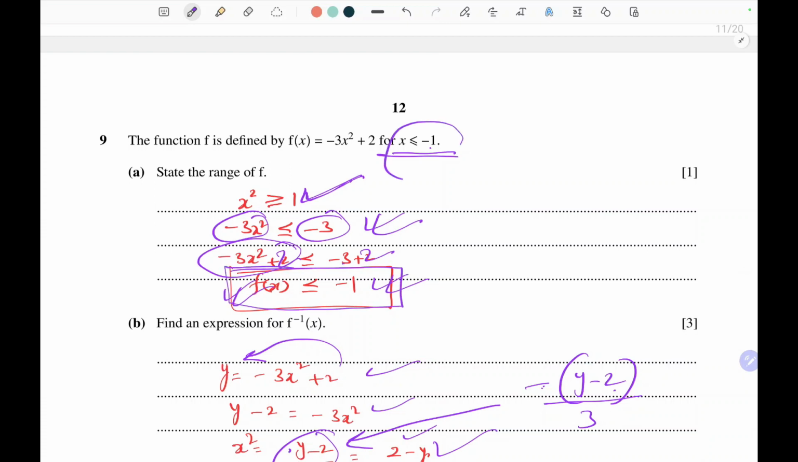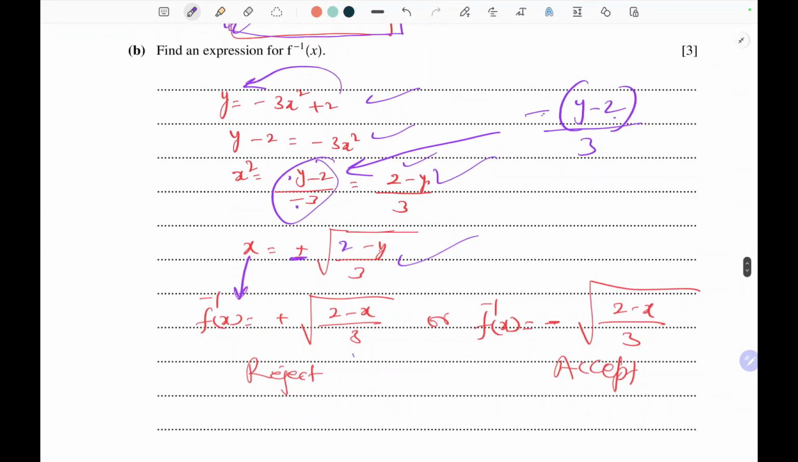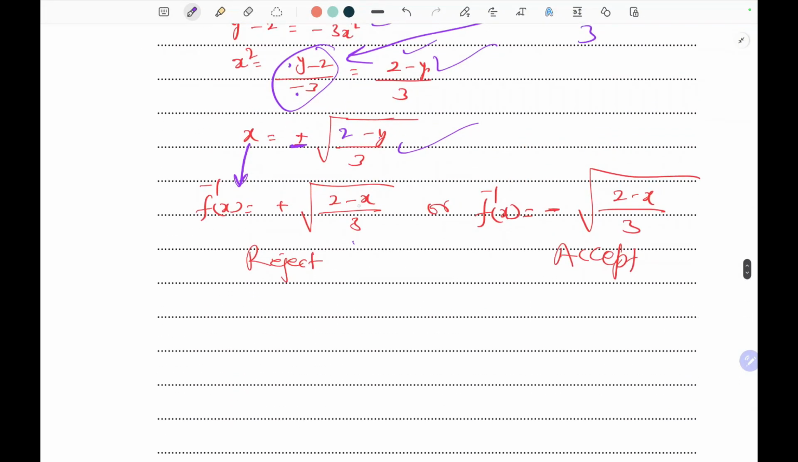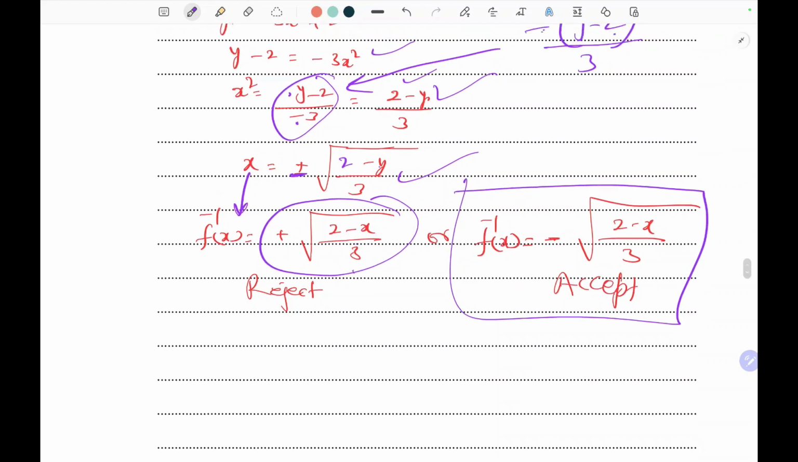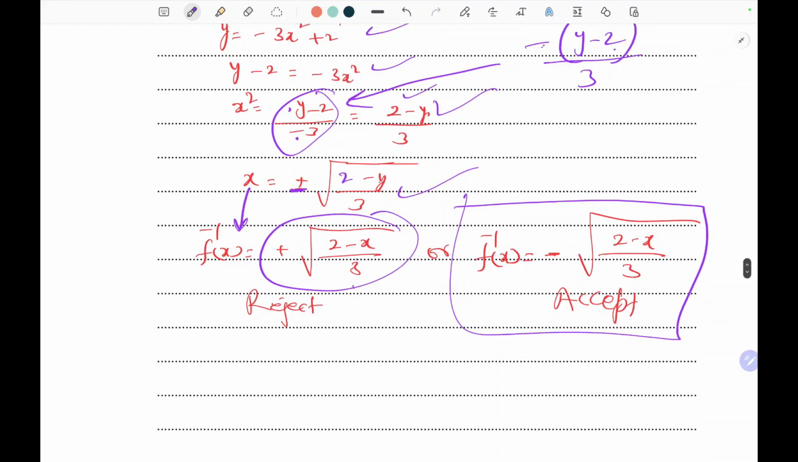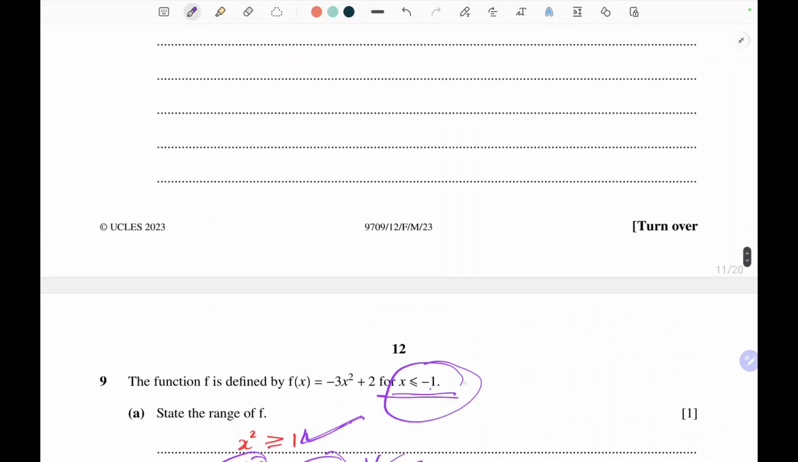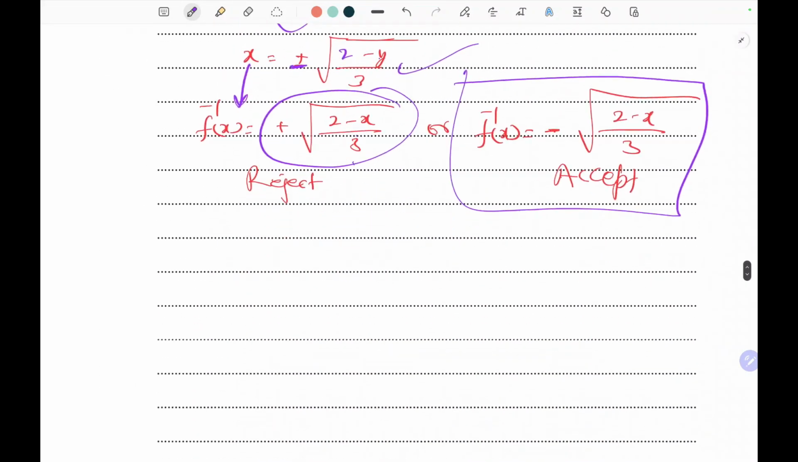So the domain says x is less than minus 1. If the domain of f(x) is less than minus 1, then the range of f inverse x is also less than minus 1. I mean, the range should be negative. But if you check this f inverse x, which is positive, we have to reject it. f inverse x should be negative, right? Why should f inverse x be negative? Because the domain of f(x) is x less than minus 1, so the range of f inverse is also less than minus 1.